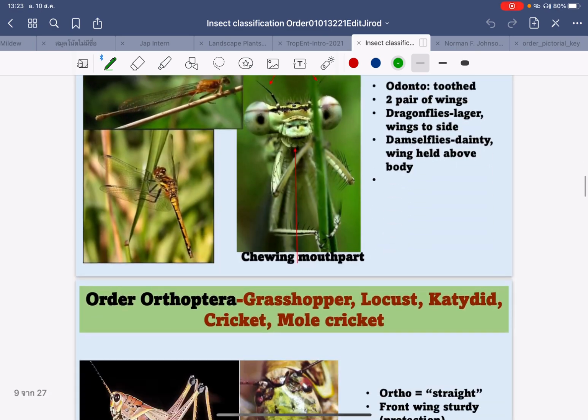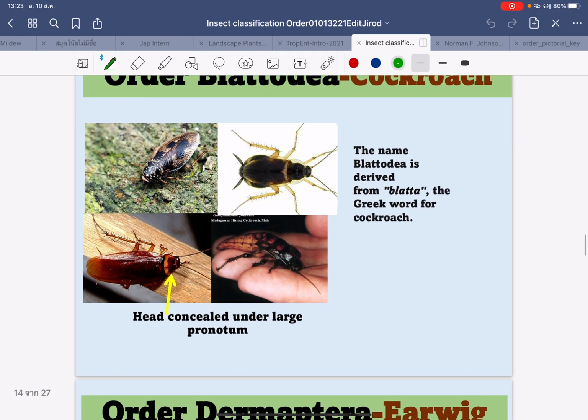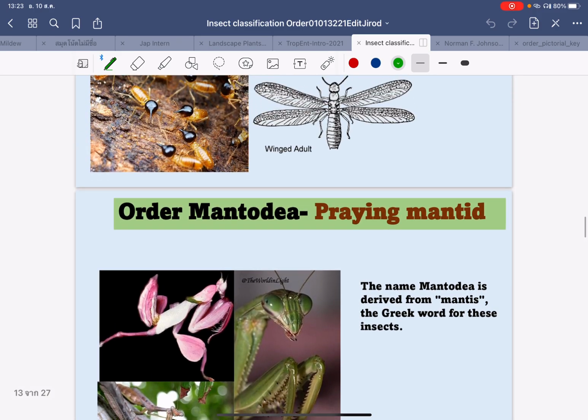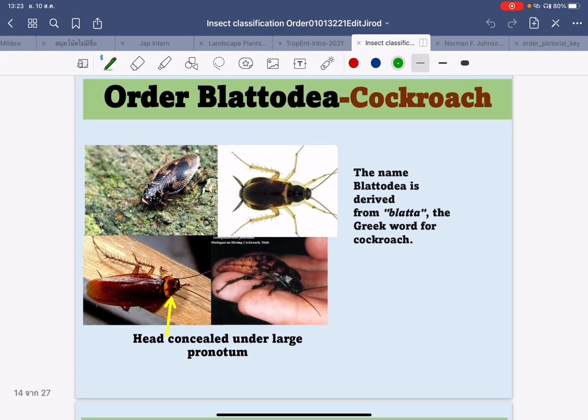Cockroaches. I think everyone knows this insect very well because it's very close to you. Cockroaches are in the order Blattodea. It comes from the Greek, where blatta means cockroach. And you see, we know that it's a cockroach.